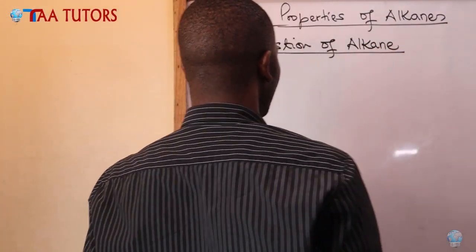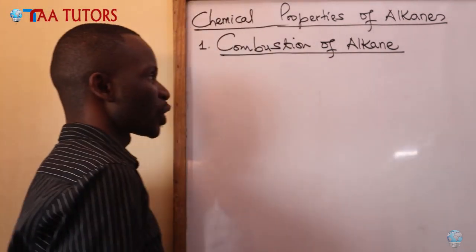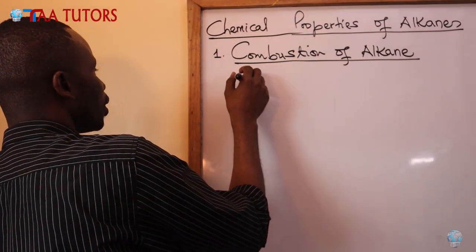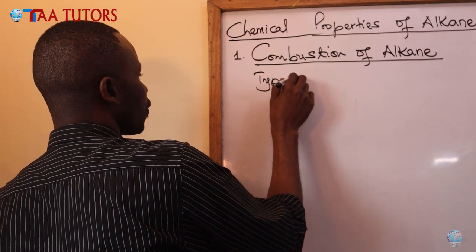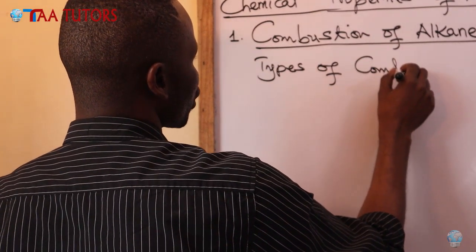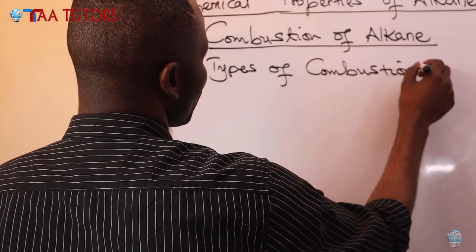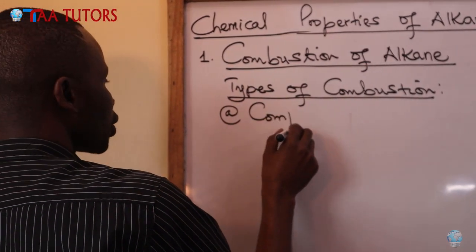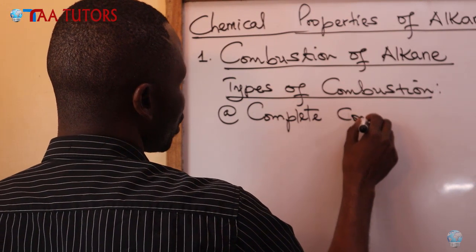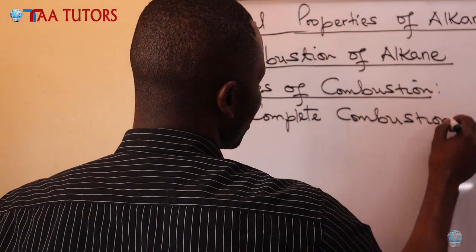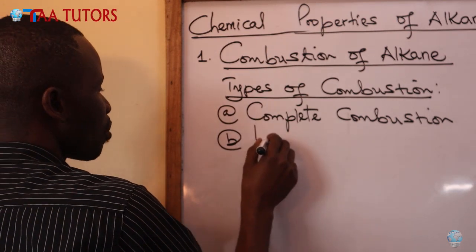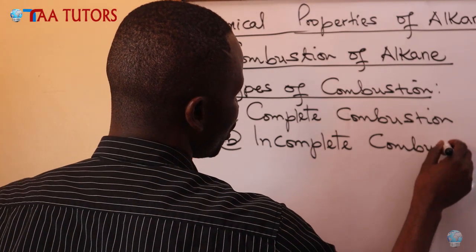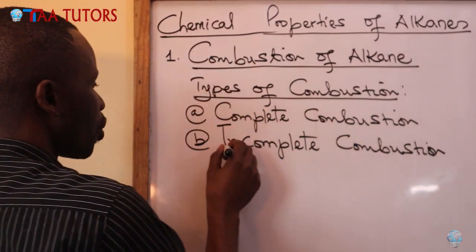Oxygen here we can also say in air, because air has oxygen. So we have two types of combustion. And these two types of combustion, number A, I will say we have what we call complete combustion, and number B will be incomplete combustion. So we have these two types of combustion, and I want to explain both of them.